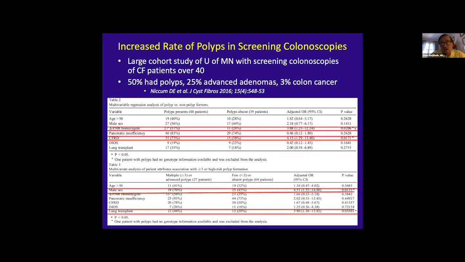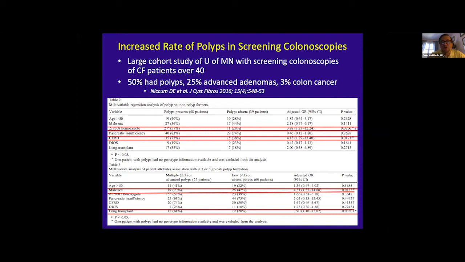The best study in my book has been reported on polyp formation from the University of Minnesota. The University of Minnesota has done an excellent job in treating their patients. They have the highest population of adult CF patients in the United States. When they saw that there was increased risk of cancer, they started screening their patients over the age of 40.